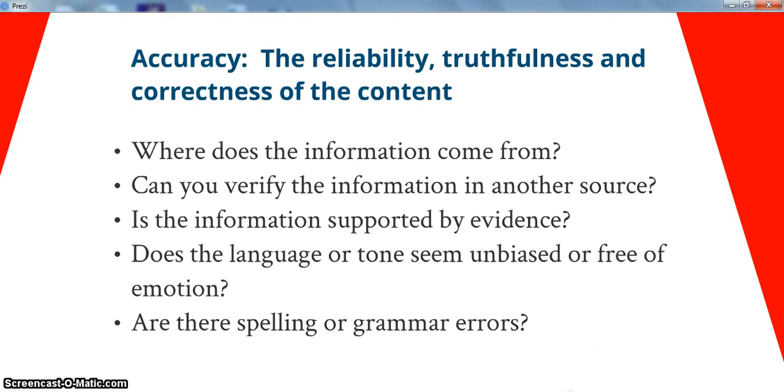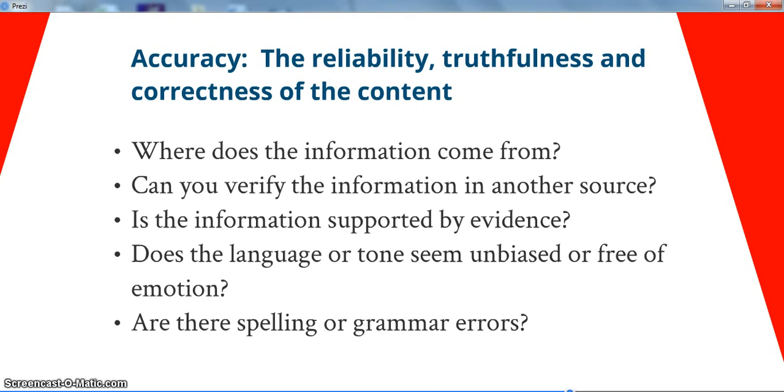The next A is for accuracy. This is where you're looking at the reliability, truthfulness, and correctness of the actual information on the page. First thing to consider is, where does the information come from? Can you tell? Is there a bibliography that the author has listed of the sources where they got their information from? Can you verify the information in another source?